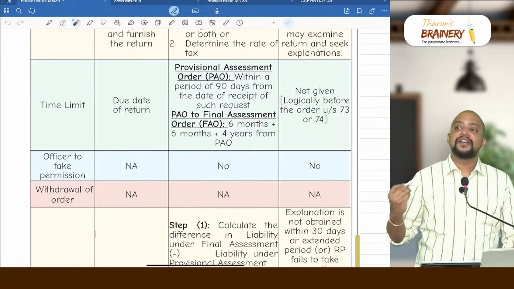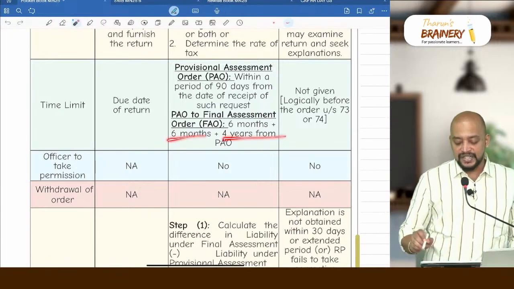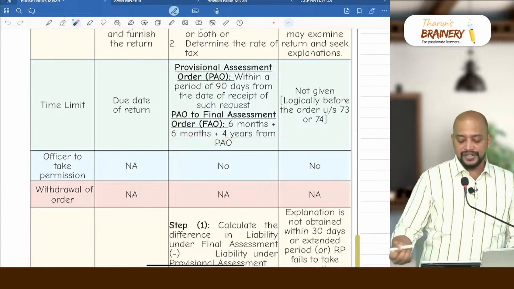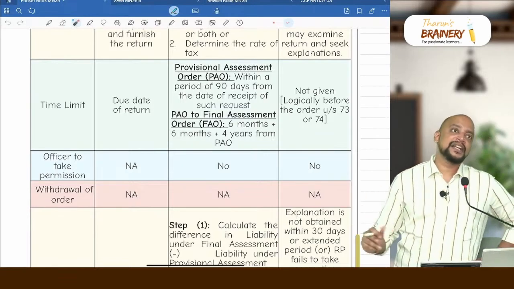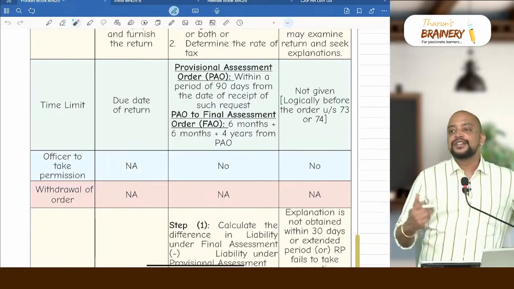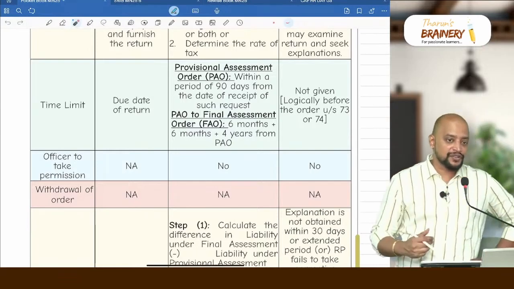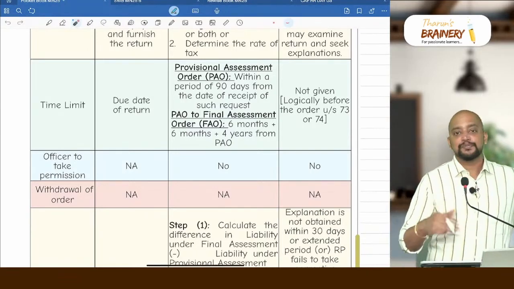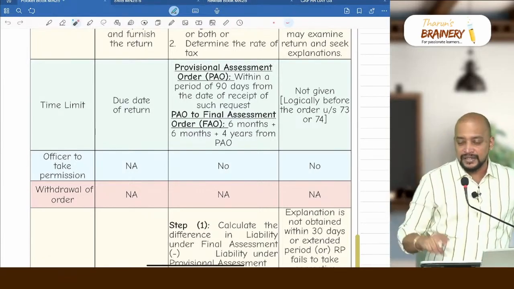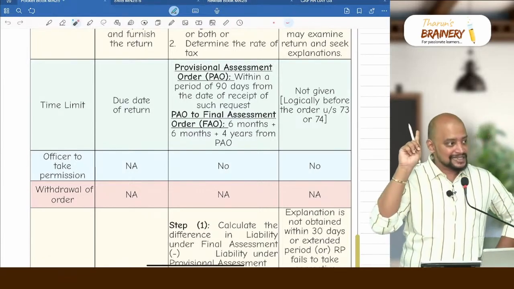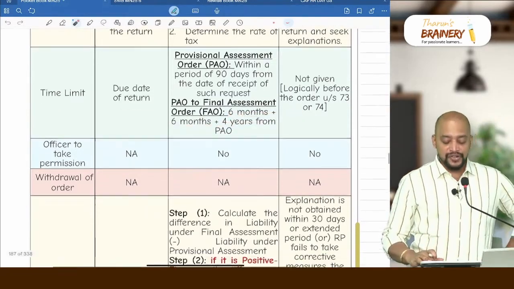Thereafter they will pass the final assessment order within 6 months. It can be extended for a further period of 6 months plus 4 years. And from the provisional assessment order they can pass the final assessment order. So ample time is there, but in customs we don't have that much time. So there it will be 2 months. If the documents are submitted, 2 months from the date of submission of documents. If not submitted, 2 months on expiry of submission of documents, plus it can be extended for a further period of 3 months. So 2 months plus 3 months, like that it is there in customs. But here 6 months plus 6 months plus 4 years from the provisional assessment order.